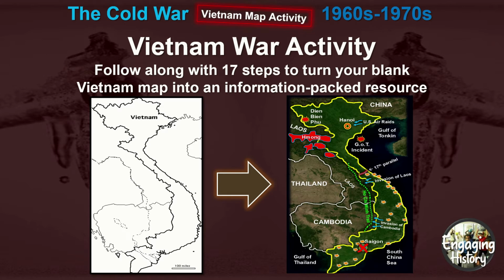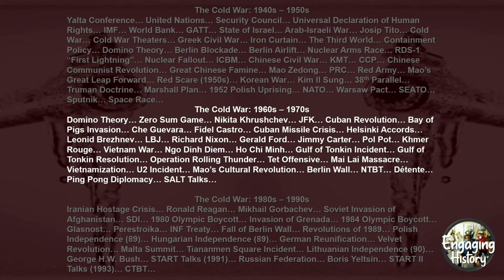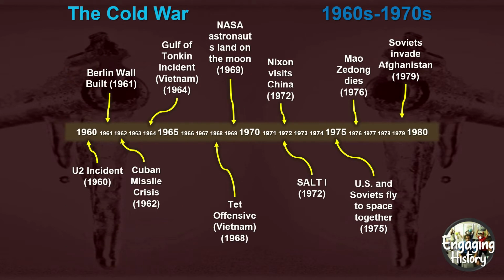But first, let's put a little bit more context around the Vietnam War. When I go about teaching on the Cold War, I actually break it up into 3 different units: 1940s and 50s, 1960s and 70s, and then 1980s and 90s, or the close of the Cold War. The Cold War, of course, refers to the war of ideology between capitalist United States and the Western world and communist Russia or the Soviet Union. In the 1960s and 70s is where the Cold War really begins to heat up. You can see many of the items that I talk about in my units here on the screen.